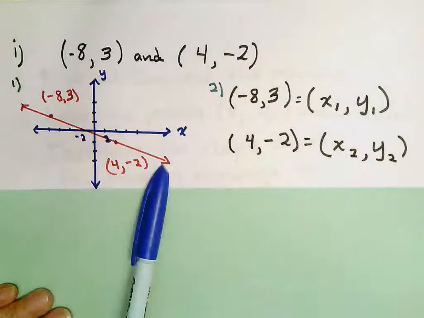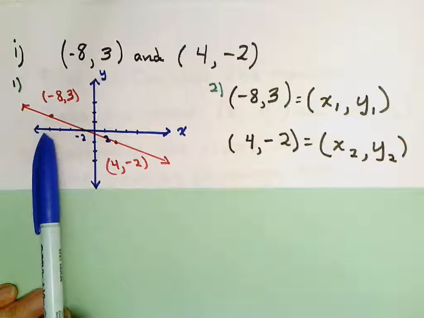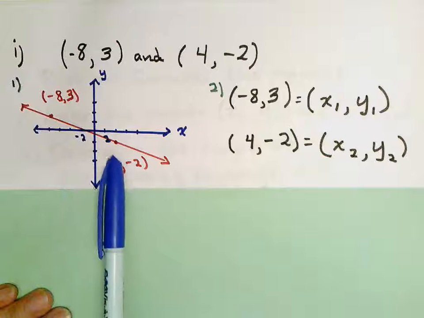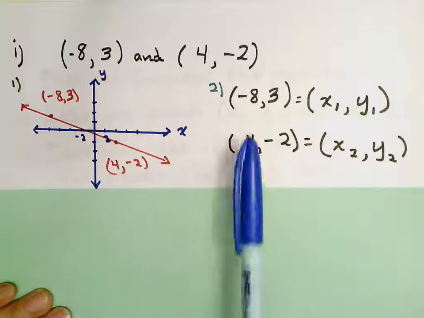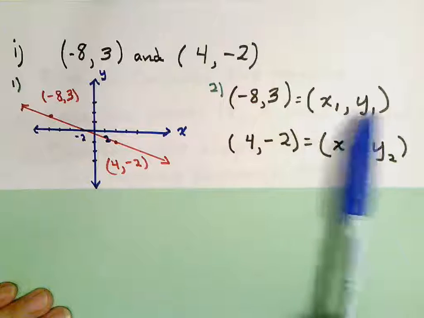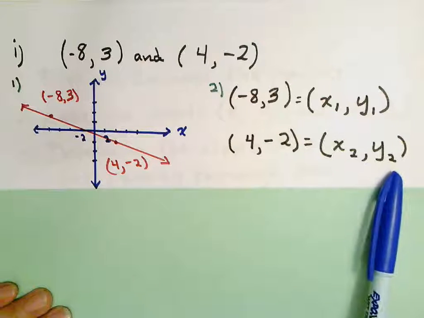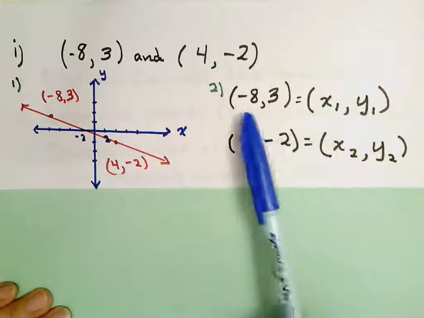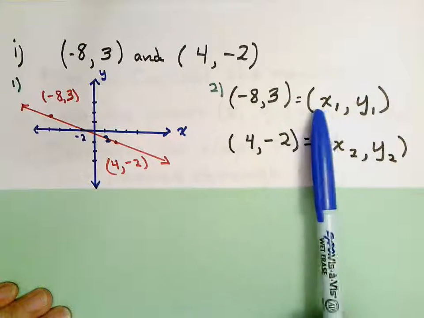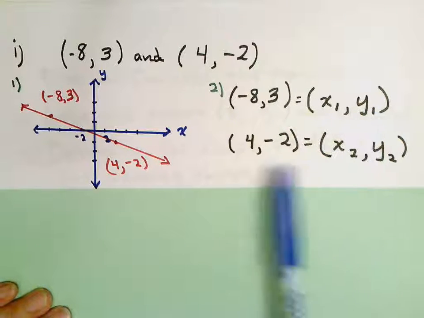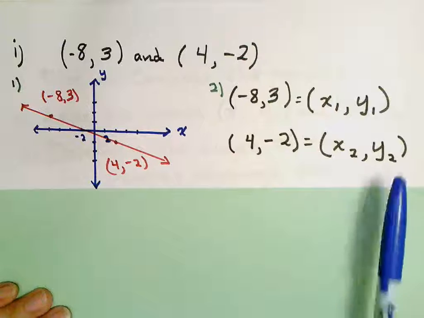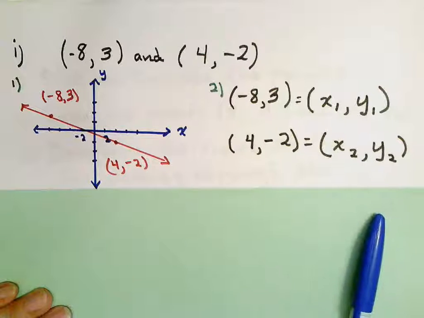I draw my xy axis, I plot my points, negative 8, 3 and 4, negative 2, and I connect them. Then I'm going to label the points x sub 1, y sub 1, x sub 2, y sub 2. Now, you could have labeled this first pair of points x sub 2, y sub 2, and the second pair x sub 1, y sub 1. It's your preference as to how you're going to label them.